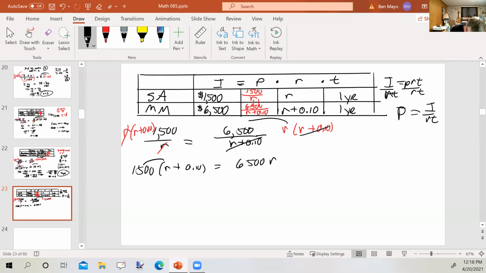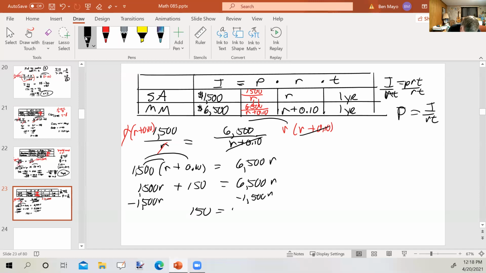Yes. Distributing, I get 1,500 R plus 150. 1,500 times 0.10 would be 150. And that equals 6,500 R. We'll put some commas in there. I'm going to subtract 1,500 R from both sides. 150 equals what? 5,000 R.